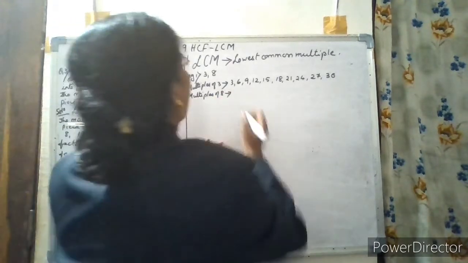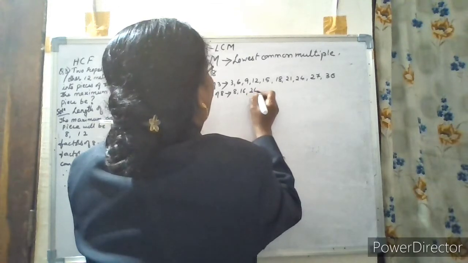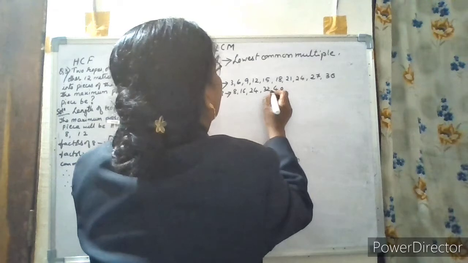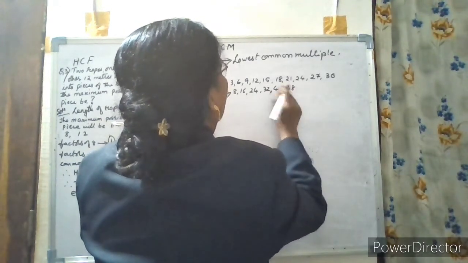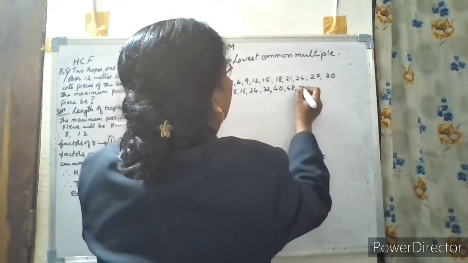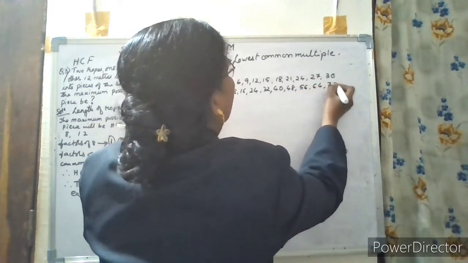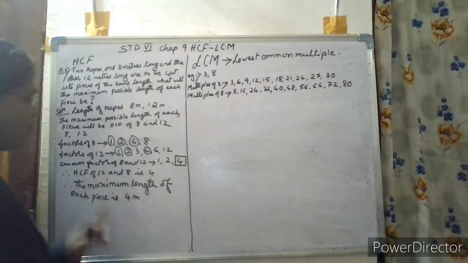8 1 is 8, 8 2 is 16, 8 3 is 24, 8 4 is 32, 8 5 is 40, 8 6 is 48, 8 7 is 56, 8 8 is 64, 8 9 is 72, 8 10 is 80.